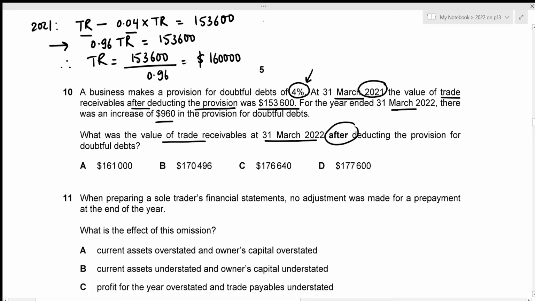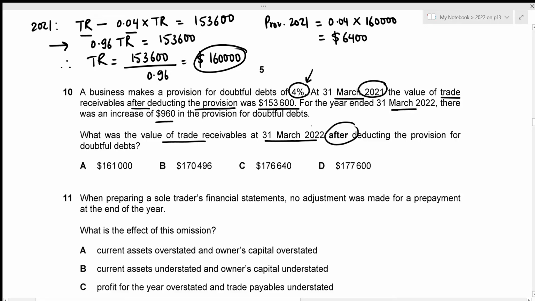Now let's figure out the provision for 2021. That is just the 4% of trade receivables. So that's 0.04 times the trade receivables value that we just figured out to be 160,000. This results in the provision for the year ended 31st March 2021 to have the value of 6,400.